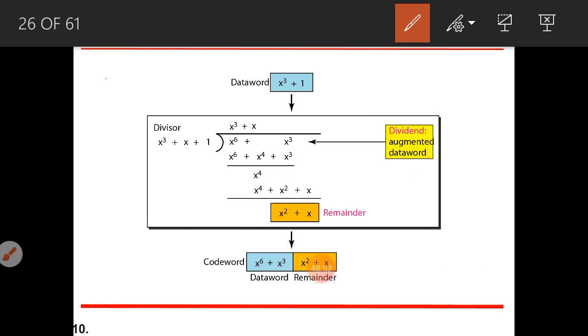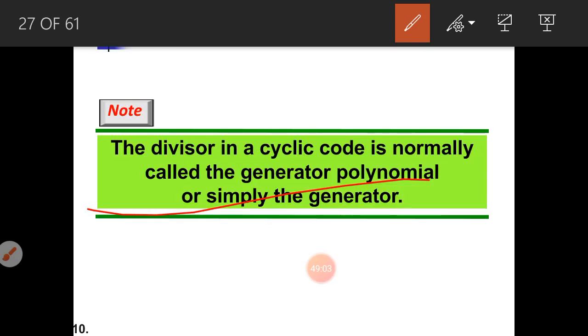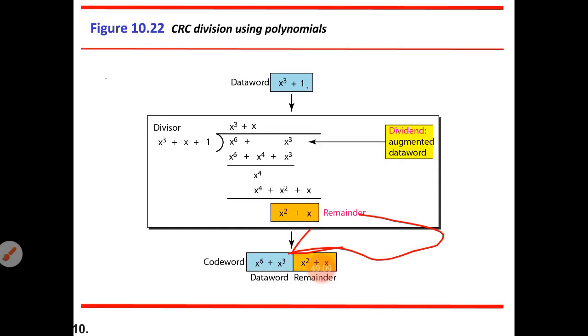And that remainder we need to append to the original data word. What is the original data word here? x raised to 6 plus x raised to 3, that is the original data word here.